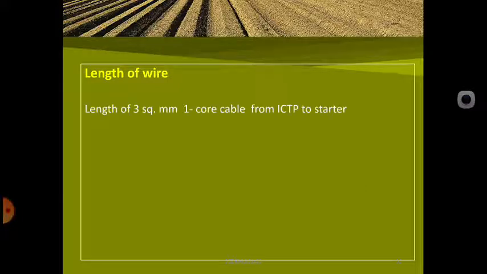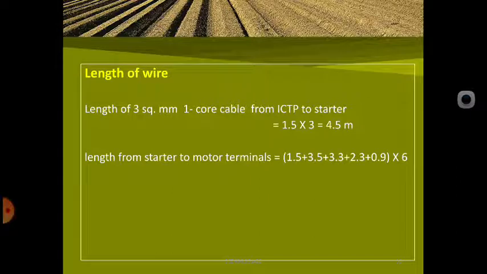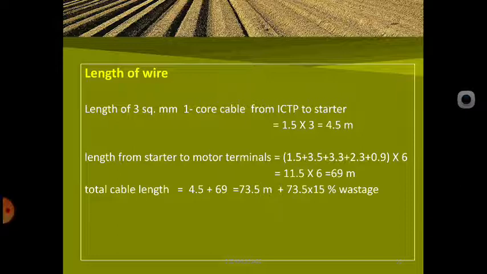Now, based on the length of the conduit, we are going to calculate the length of the copper conductor wire. The length of 3 square mm cable from the ICTPN to the starter is 1.5 into 3, for R phase, Y phase, B phase, so we get 4.5 meters. Now the length from the starter to the motor terminals, 6 terminals: we have taken 1.5 meters plus 3.5 meters total length into 6 times, so we get 69 meters. The total length is 4.5 meters plus 69 meters, which is 73.5 meters.